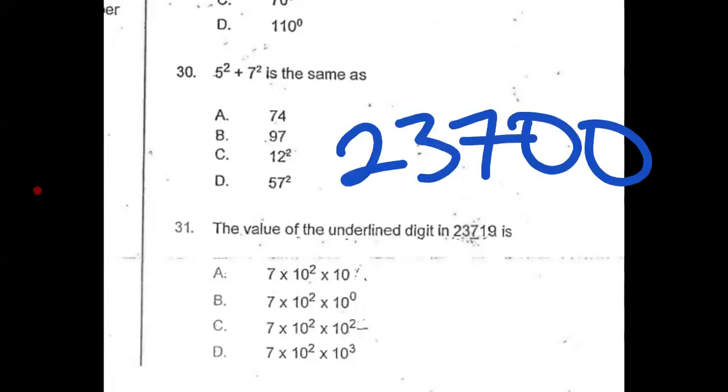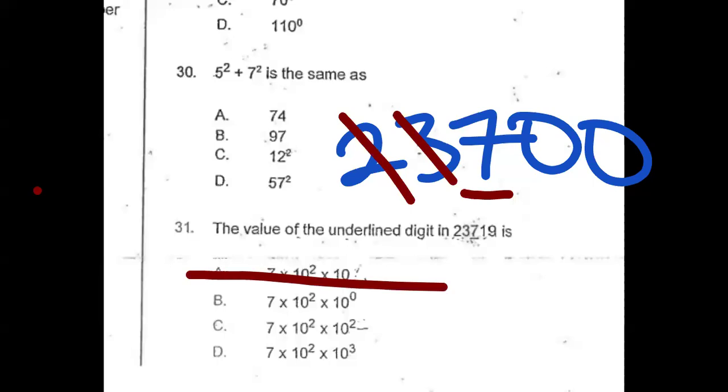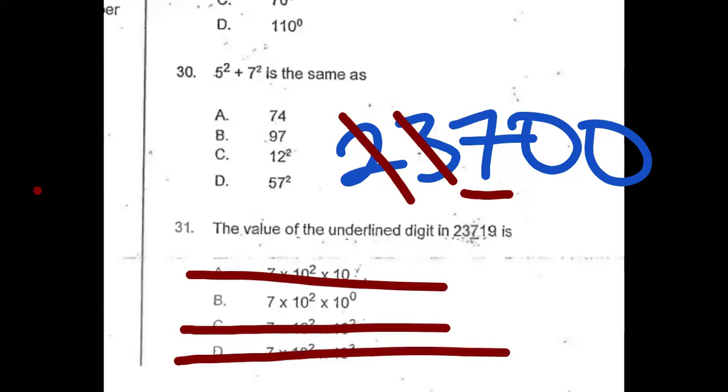31. Okay. So let's make our life nice. 2, 3, 7, 0, 0. Do that and ignore this. The value of the line is what? 700. No, here's the thing. It's not 700 times 10. That doesn't make sense. It's definitely not 700 times 100. And it's not this. None of them make sense.